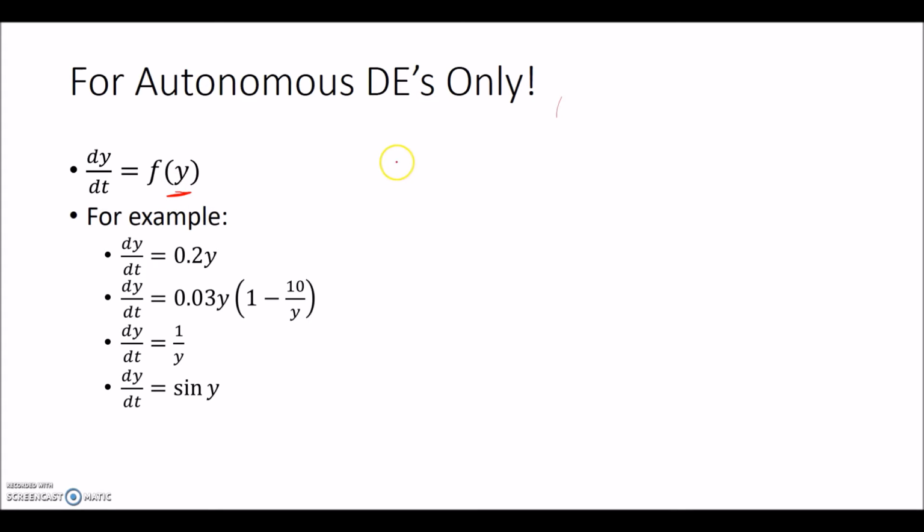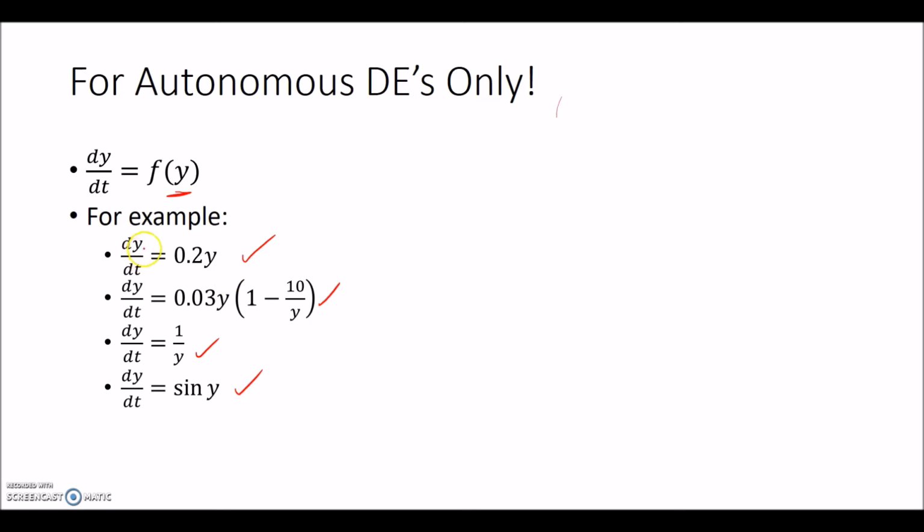If a differential equation is a function of t, then this method is not very valuable and can certainly lead to misleading results. So here are a few autonomous differential equations: 0.2y, 0.03y times (1 minus 10 over y), 1 over y, and sine y. All of these are considered autonomous because they are self-dependent, or the rate of change in the dependent variable only depends on the dependent variable.